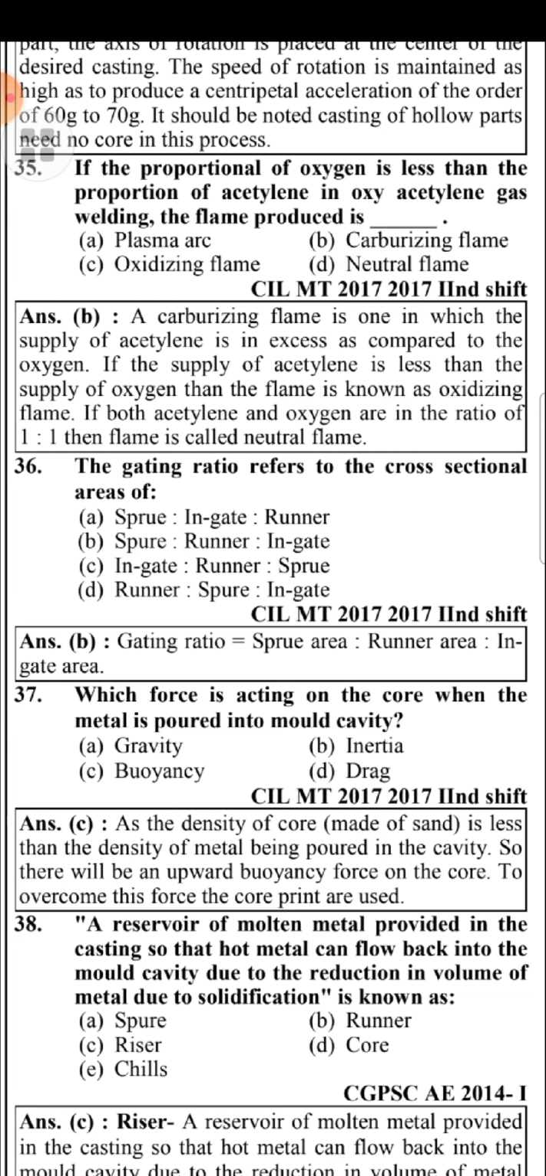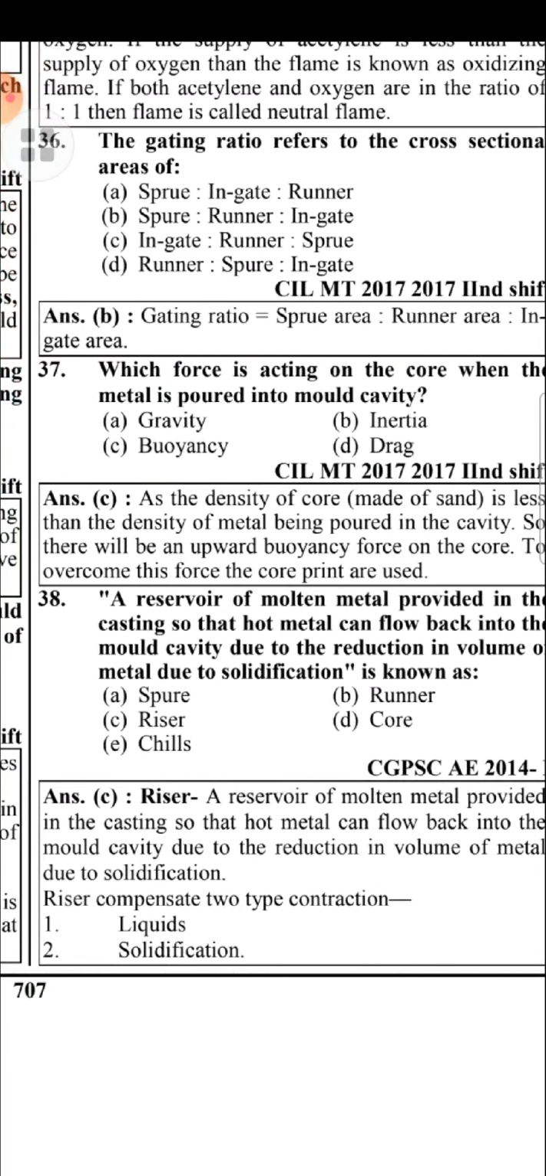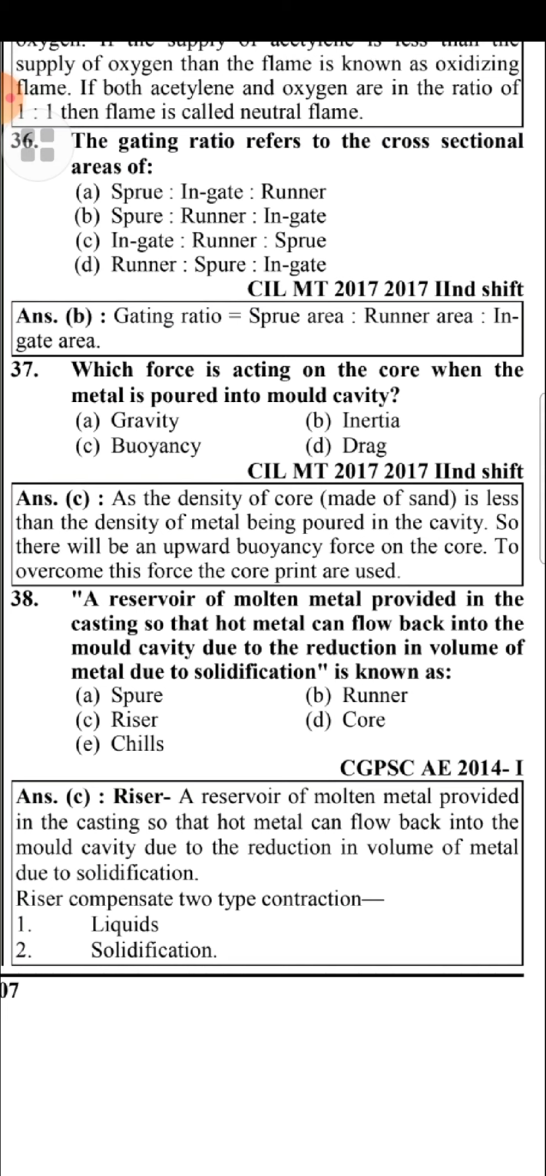A reservoir of molten metal provided in the casting so that the hot metal can flow back into the mold cavity due to the reduction in volume of metal during solidification is known as a riser. Riser compensates for two types of shrinkage, liquid and solidification.